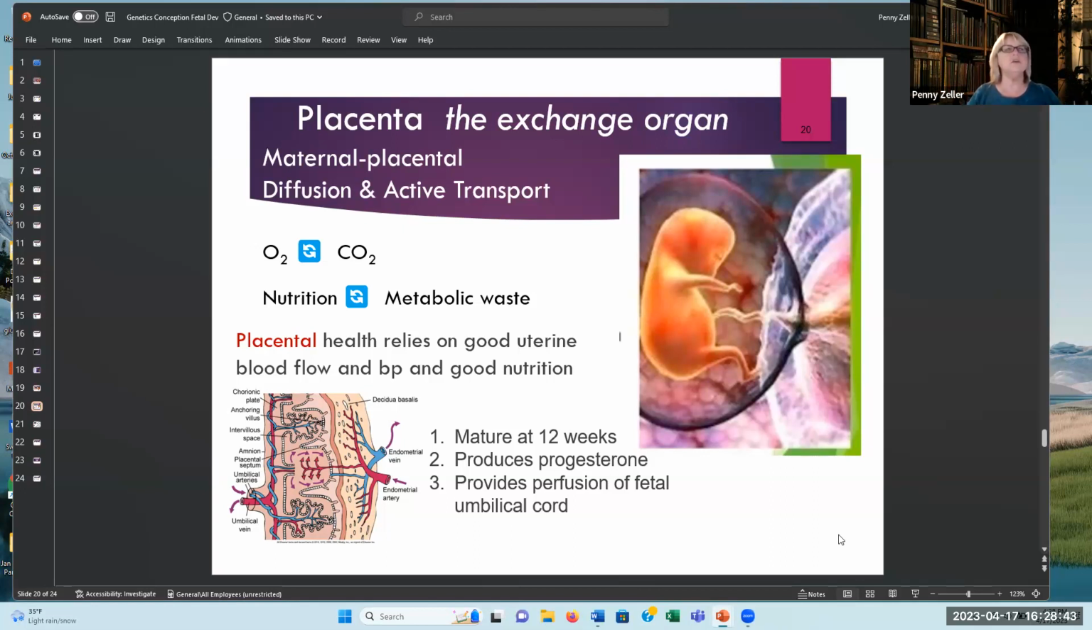So you have oxygen going through the umbilical vein to the fetus. You have the umbilical arteries taking deoxygenated blood and waste products from the fetus back to the placenta.